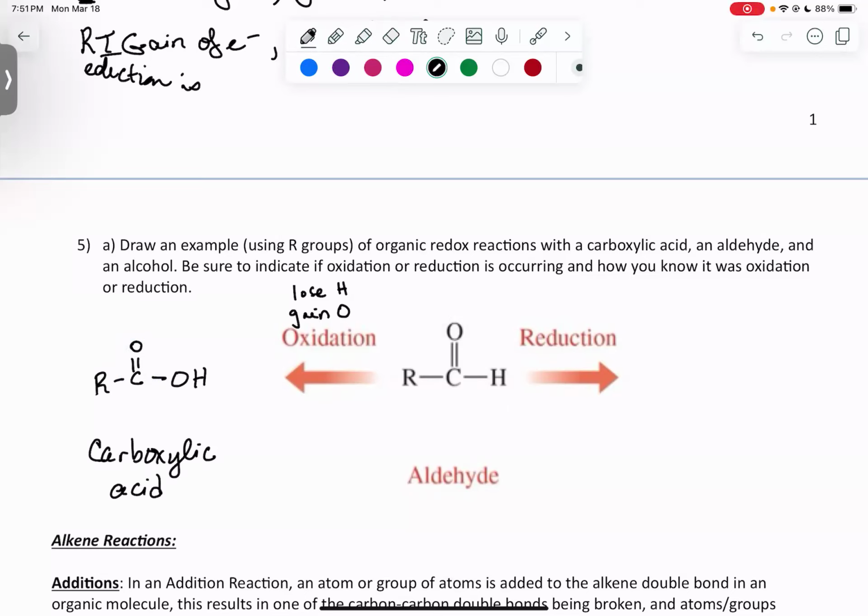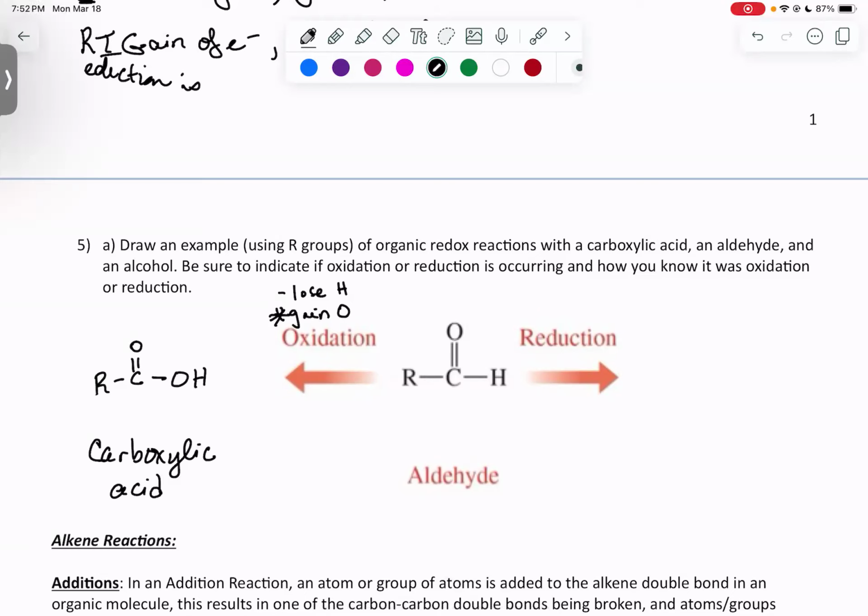And that's always where we are either gaining oxygen or losing hydrogen, and that is oxidation. That's how we know oxidation has happened. So did I lose hydrogen? No. But I did gain oxygen in this example. So I know oxidation occurred because I gained an oxygen.